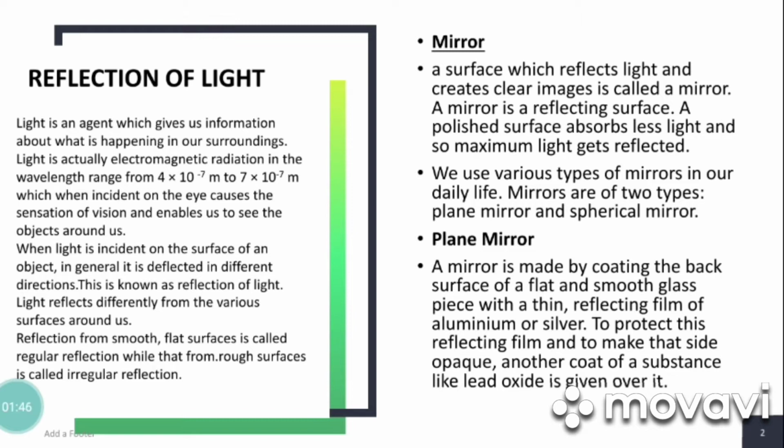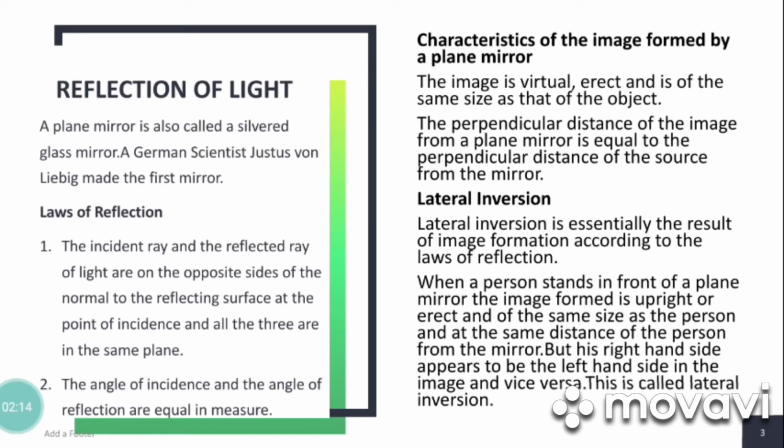Plane mirror. What is a plane mirror? A mirror is made by coating the back surface of a flat and smooth glass piece with a thin reflecting film of aluminium or silver. To protect this reflecting film and to make that side opaque, another coat of a substance like lead oxide is given over it. A plane mirror is also called a silvered glass mirror. A German scientist, Justus von Liebig, made the first mirror.